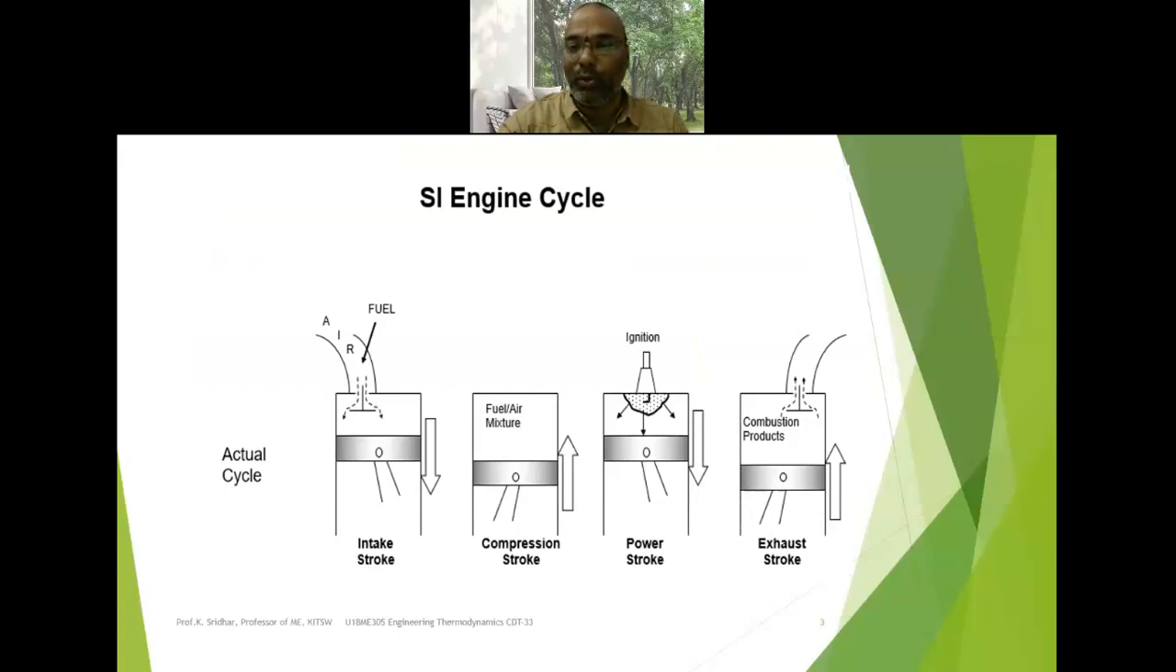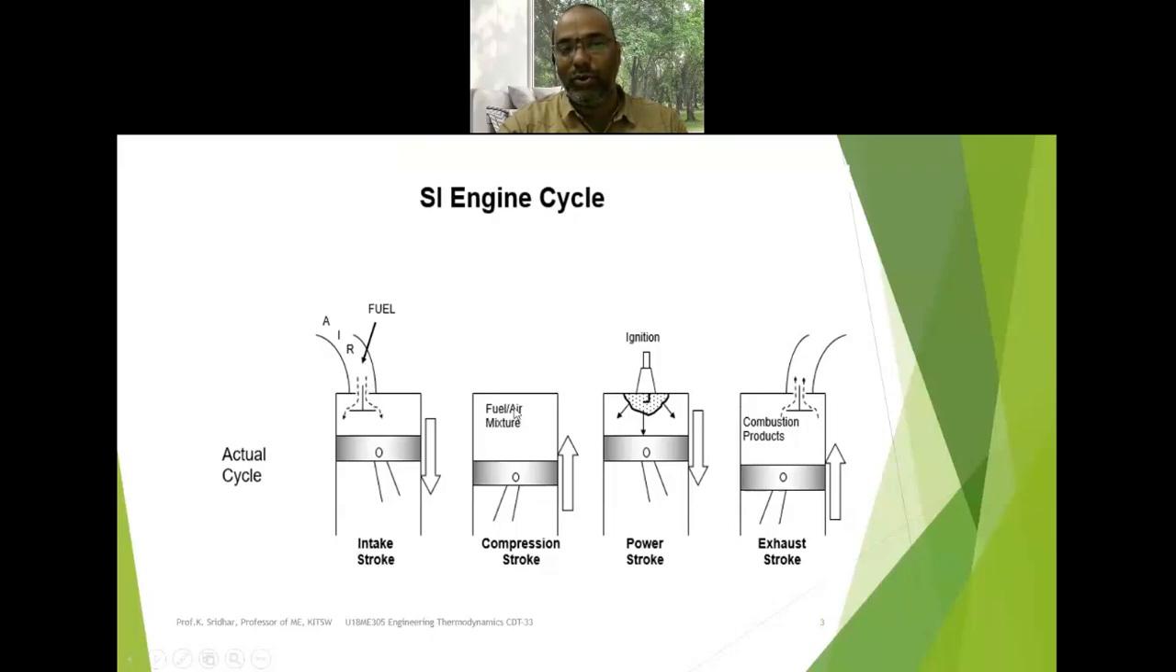So here is the SI engine cycle, that is, the spark ignition engine. All the petrol engines work according to the spark ignition principle, which is known as the Otto cycle. Here we have two-stroke engines as well as four-stroke engines. This particular diagram gives you the information about the four-stroke engine: the suction stroke, compression stroke, expansion or power stroke, and exhaust stroke. The air plus fuel mixture enters during the suction stroke, which is also known as the intake stroke.